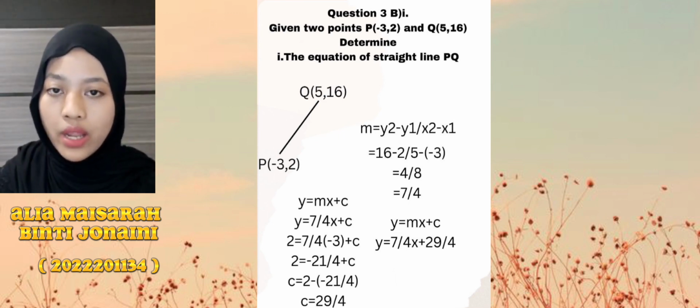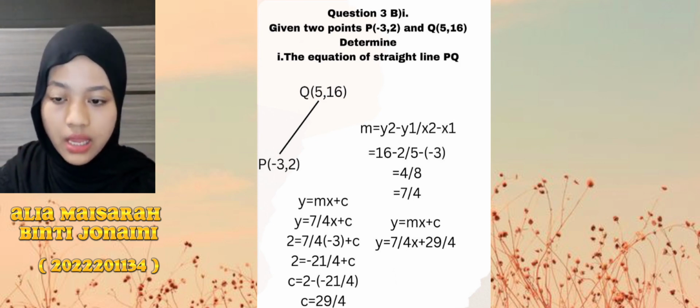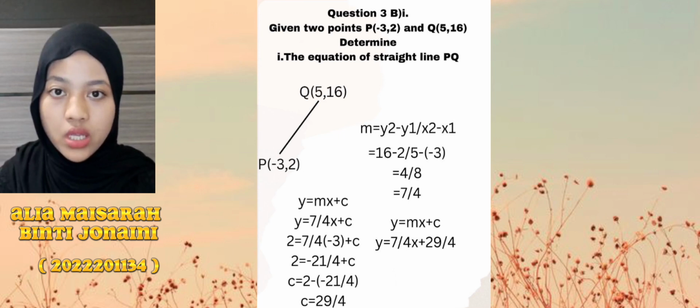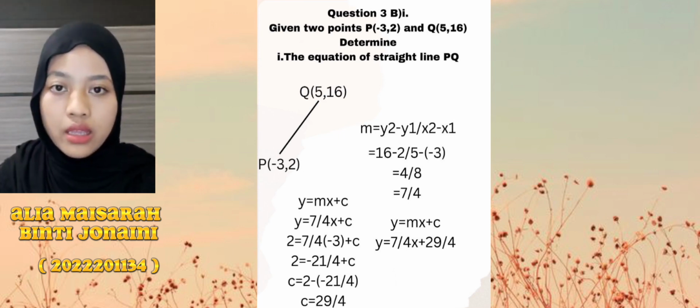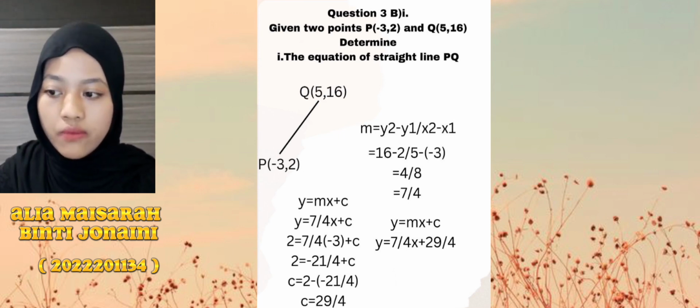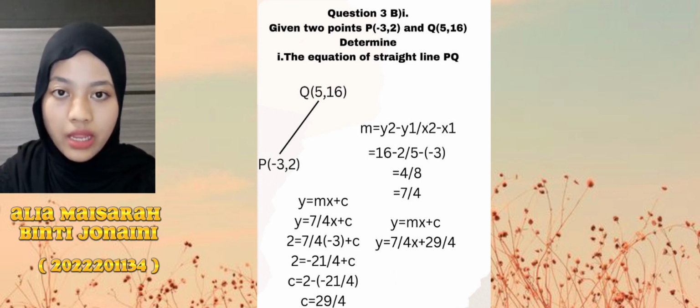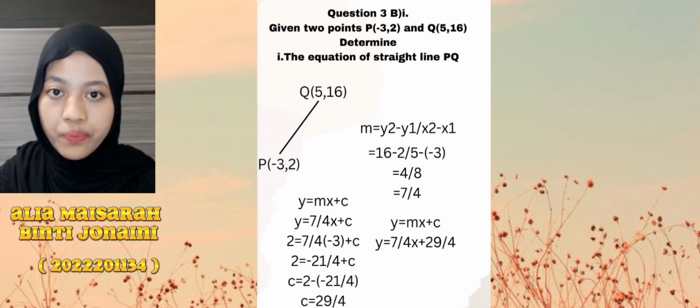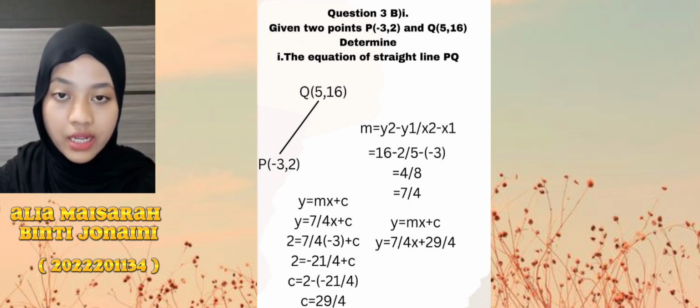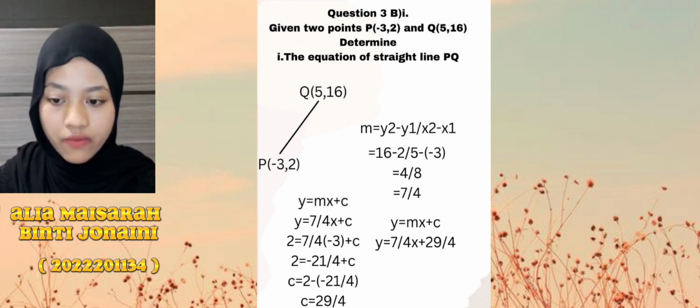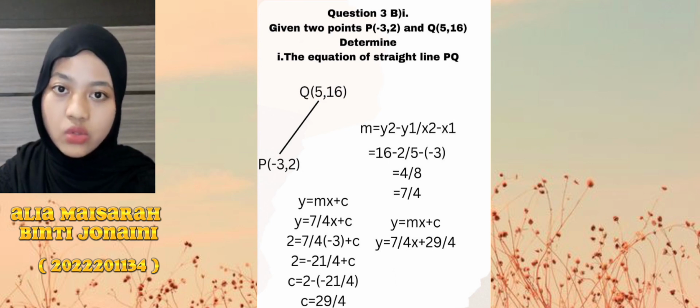And then I use the formula y equal to mx plus c, and I got y equal to 7/4 x plus c. And then I choose either point P or Q to substitute into the formula, and I choose to use point P, and I got 2 equal to 7/4 (negative 3) plus c, and then I need to multiply negative 3 with 7/4, so I got 2 equal to negative 21/4 plus c, and then I got the final answer for c is 29/4. And then the equation is y equal to 7/4 x plus 29/4.